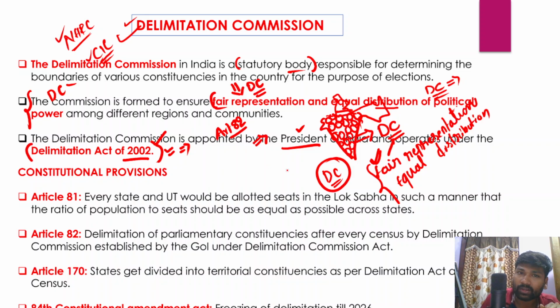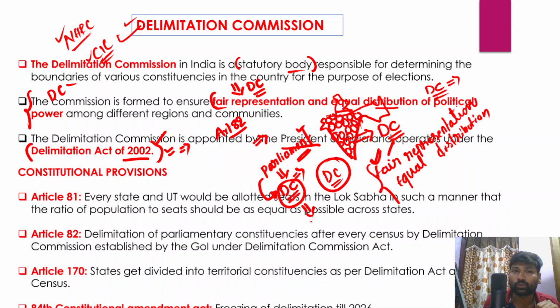And in fact, the Indian Constitution has given the power to Parliament to pass a legislation, to pass an act for the purpose of constituting a Delimitation Commission once every 10 years. That essentially means after every census, Parliament passes a law to constitute a Delimitation Commission, and once Parliament passes a law, the President would constitute a Delimitation Commission. So I hope it is clear for you.